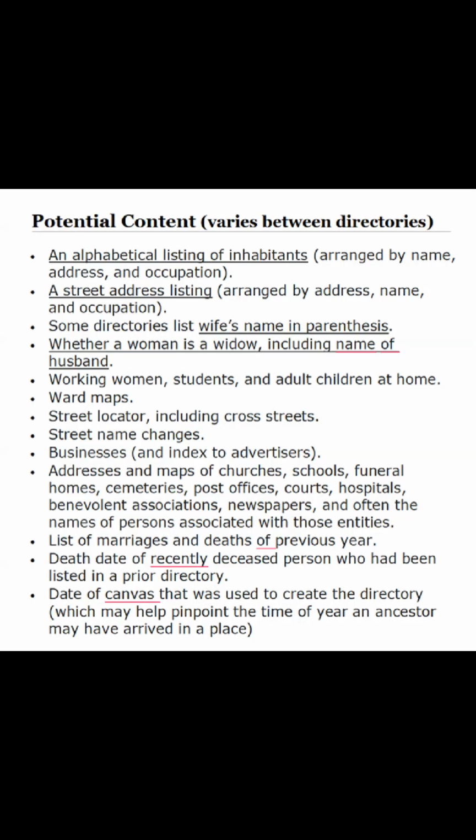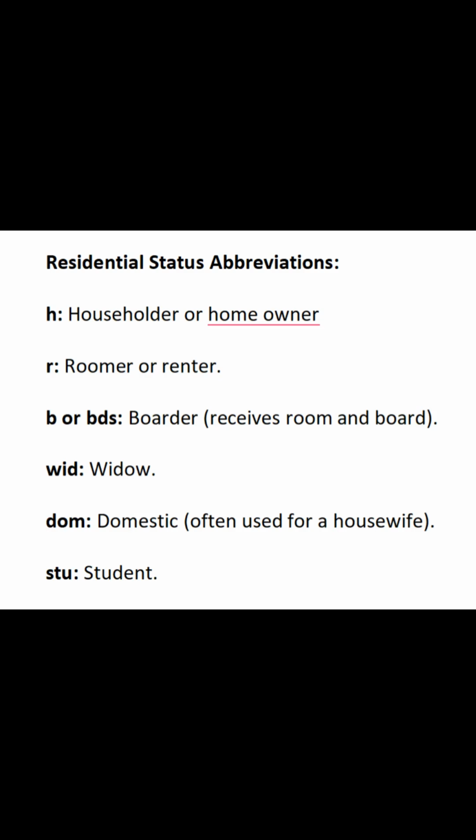So, what are some things you can find out from the city directories? You find out if your ancestors are listed with a spouse, or if they are listed as widowed. You find out if they were homeowners or if they rented. You learn what their occupation was and where they worked. You find out if they are listed as a student. You learn their street address and their phone number, if they had phone numbers yet.